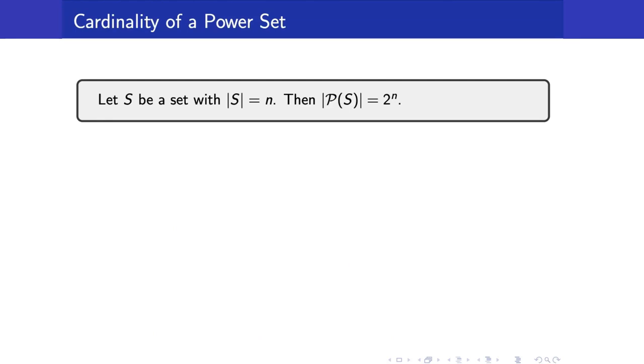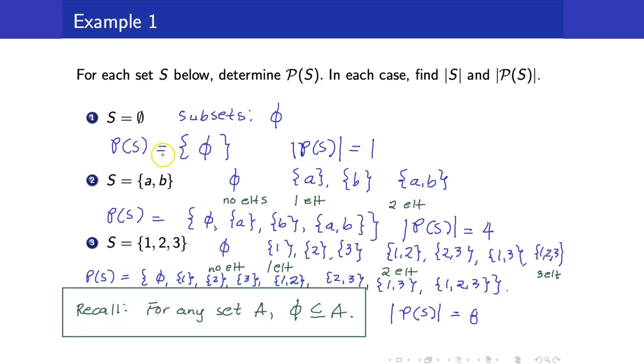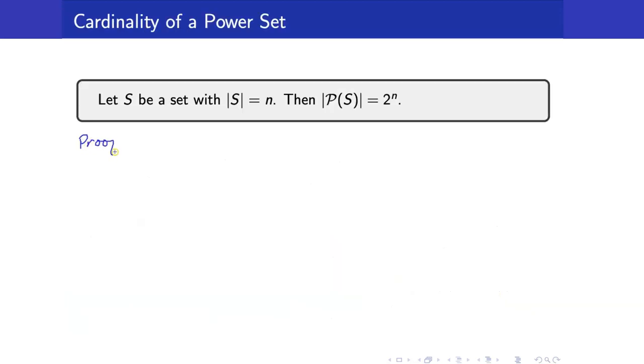Here is a result which tells us the cardinality of a power set of a given set S. This theorem states that the power set of a set S containing n elements will just have 2 raised to the n elements. So for example, if we go back to example 1, look at this one. S has 0 elements. So 1 here is 2 raised to 0. My set S here has 2 elements. So 4 is 2 raised to 2. And my set S here has 3 elements, and 8 can be written as 2 cubed. Let us prove this result.